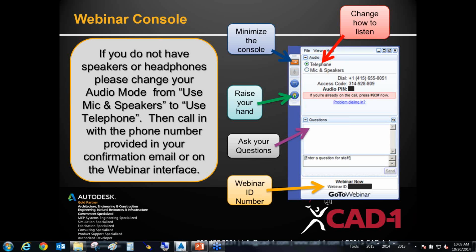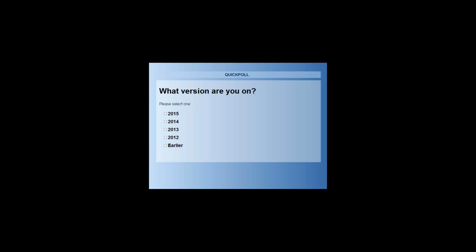Now another important question that we always need to know, especially when I'm playing around here, because I'm going to be showing off AutoCAD Map 2015. But what version are you on? What version is everybody using? Are you daring? Are you cutting edge? Are you using AutoCAD Map 2015? Are you using 2014, an earlier version? What are you using?